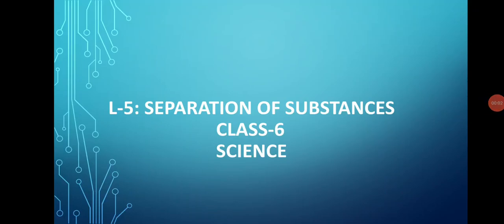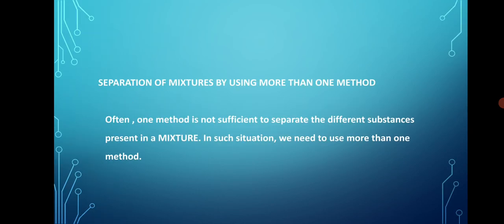Hello everyone. Today I'm going to explain the separation of mixtures by using more than one method from lesson 5, separation of substances. We have studied some methods for the separation of substances from their mixture. Often, one method is not sufficient to separate different substances present in a mixture. That means we cannot use only one method to separate the different substances present in a particular type of mixture.